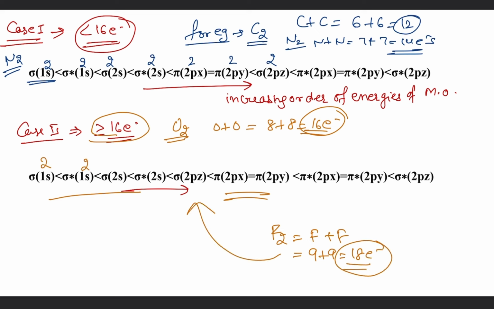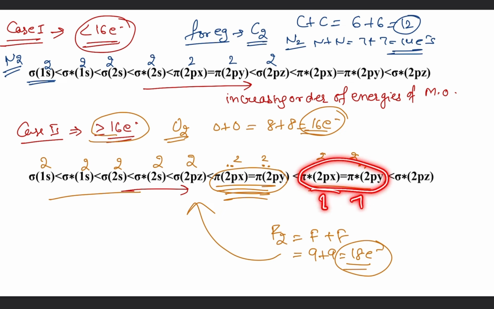Let's say 18, so 2, 4, 6, 8, 10, 11, 12, 13, 14, 15, 16, 17, 18. Because these are degenerate orbitals, the equal to sign represents the degeneracy. So firstly you have to singly fill, then you have to pair up. Similarly, these are degenerate orbitals. I have told you for the degenerate orbitals, firstly you have to singly fill, then you have to pair up. I hope this is clear.